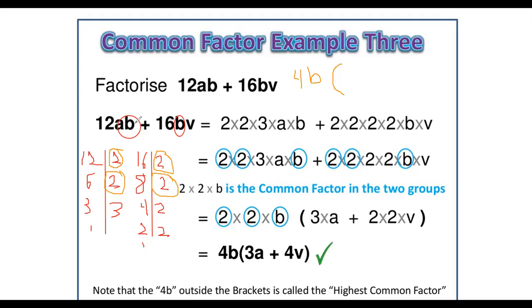Then 12ab divided by 4 will be 3. And I will cancel b with b, so the remainder will be only 3a, plus 16 divided by 4 equals 4. And we will cancel b because b divided by b equals 1. And then I have v. So this is how we can use prime factorizations and common factors to simplify the expressions.